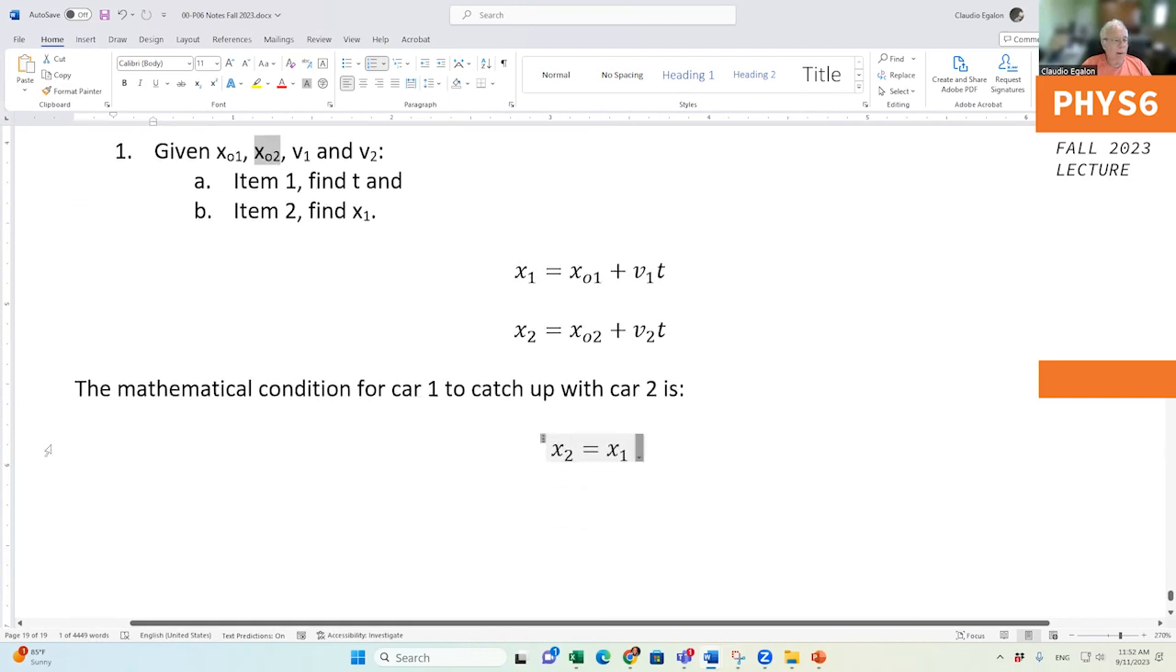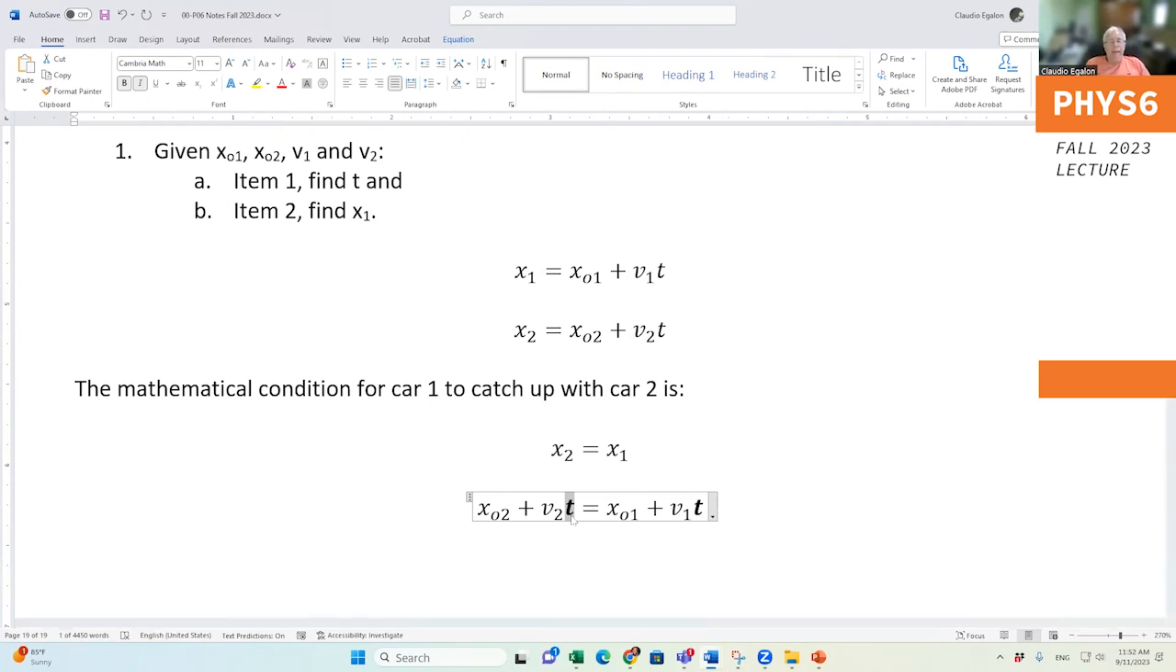So here we go, we're going to apply the condition and car 2 catches up with car 1. And all you have to do is to combine those two equations, right? X1 is equal to X2. I'm going to get X2 and paste it here. I'm going to get X1 and paste it here. And notice that I want to know T, T and T. That's what I want to know. I eliminate X1 and X2.